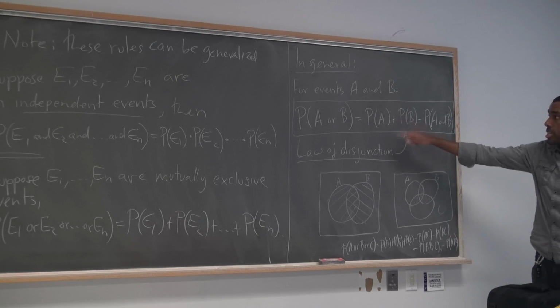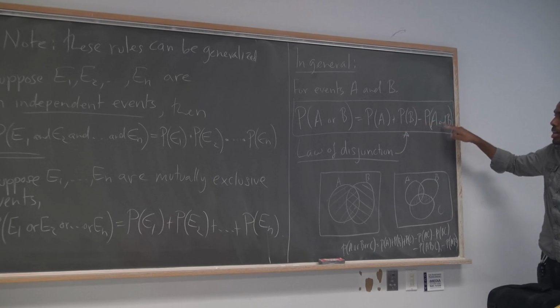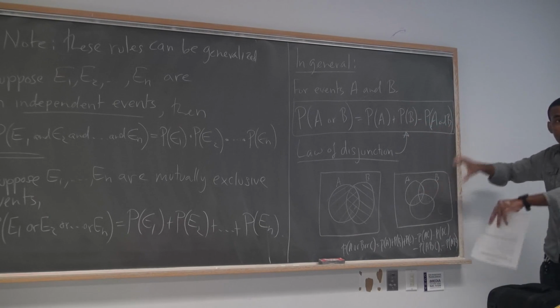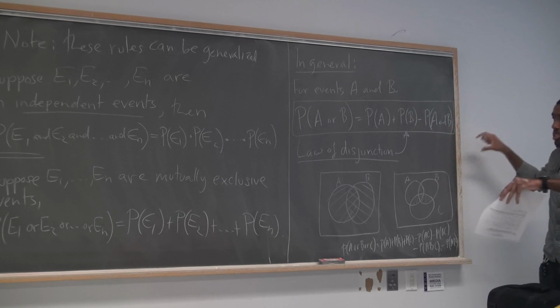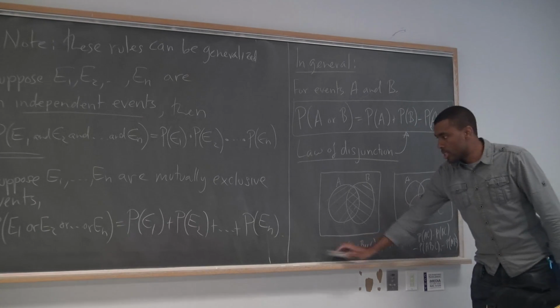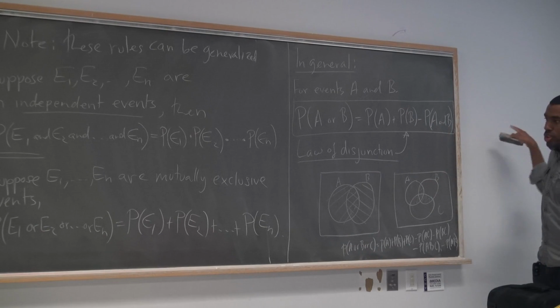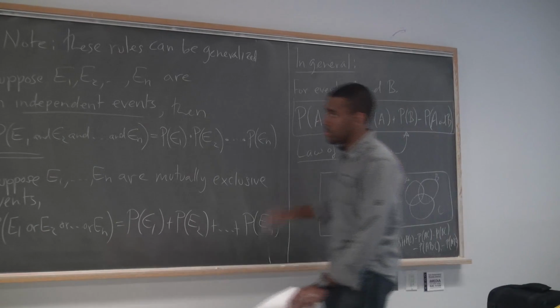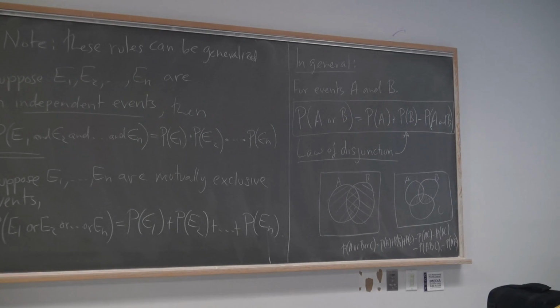But this is sort of the idea, because you would be double counting unless these circles are completely separate. When the circles are separate, you have mutually exclusive events. If something happens in A, there's no way it can happen in B, and so on and so forth. So those are the general formulas.